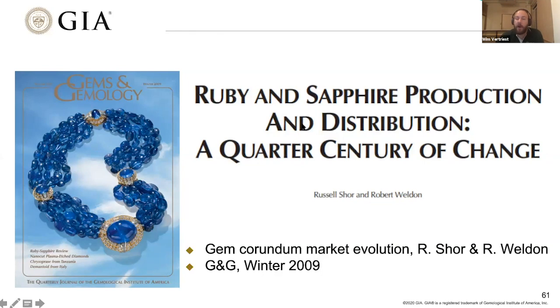Like there's a very good article that you can access for free in Gems and Gemology from the winter edition of 2009 by Russell Shore and Robert Weldon from GIA, where they really focused on the last 25 years of Ruby and Sapphire production. So that is everything that happened from 35 years ago to 10 years ago. So you won't find Mozambique rubies there, but they really address the market impact of Mong Hsu. This is really focused on how the market responded to it.